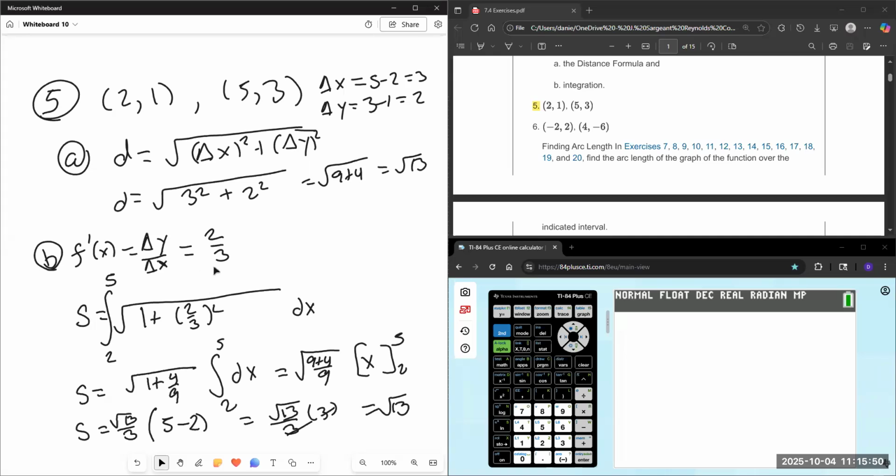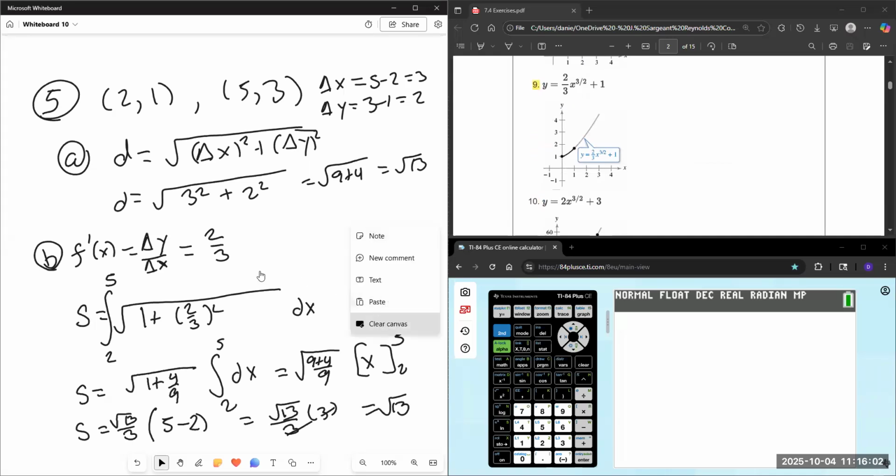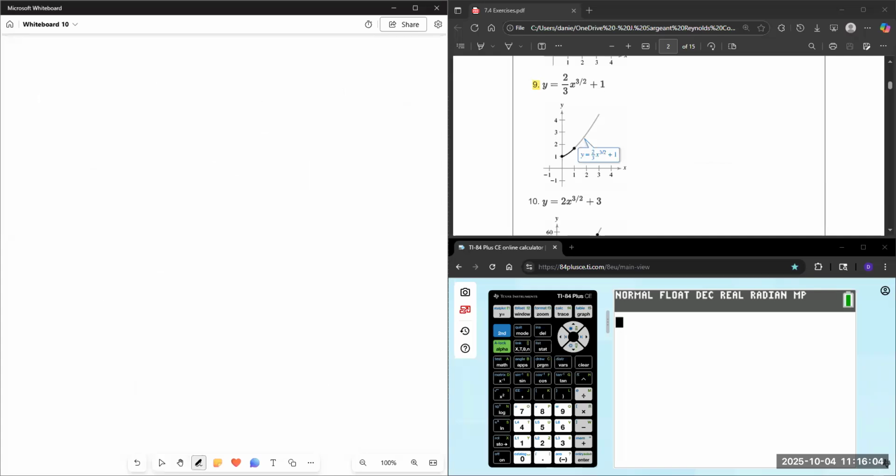That is only going to work, the first method is only going to work with line segments. It's not going to work with curves. So now we're going to get into some curves here. We want to say y is equal to 2/3 x to the 3/2 plus 1, which makes y prime equal to x to the 1/2.